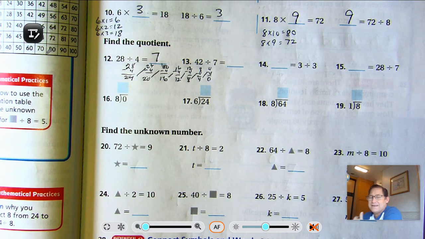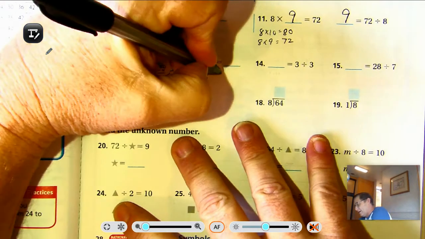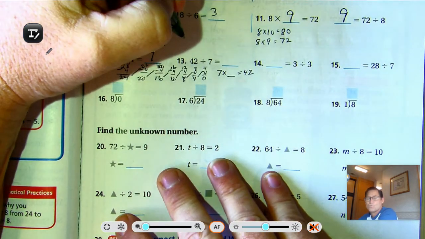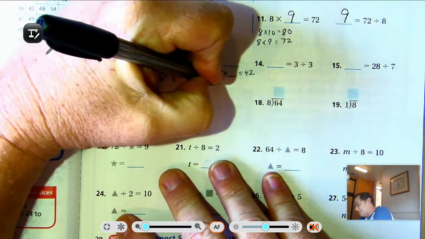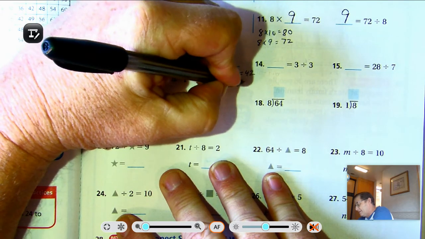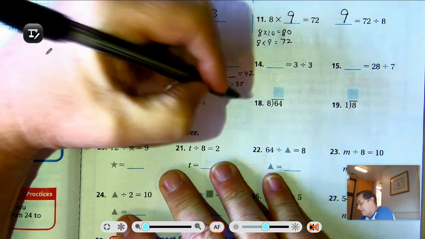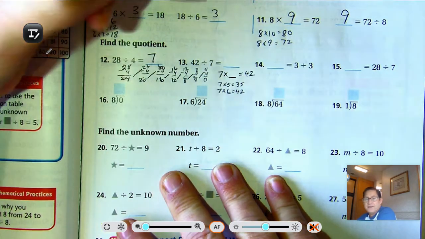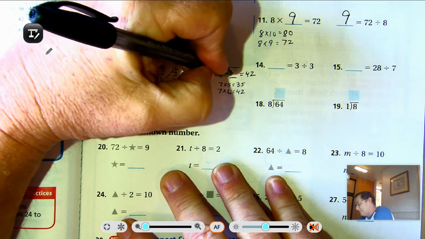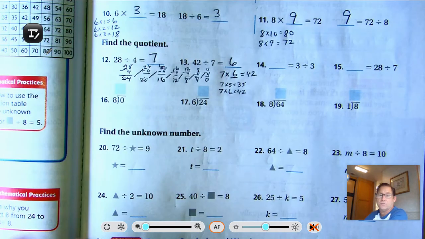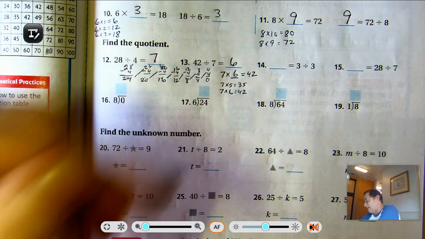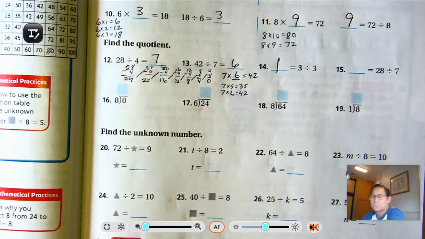42 divided by 7. Well, that's the same as saying 7 times what is 42, right? 7 times what is 42? Well, I know 7 times 5 is 35. So if I add one more set of 7, that would be 42. 35 plus 7 is 42. So 7 times 6. So 42 divided by 7 is 6. Any number divided by itself is 1.